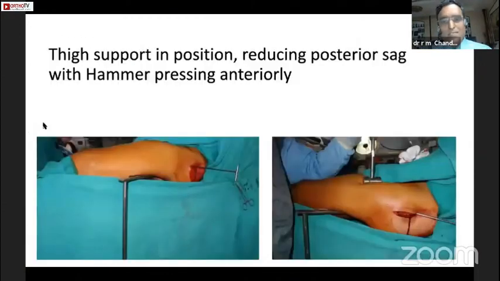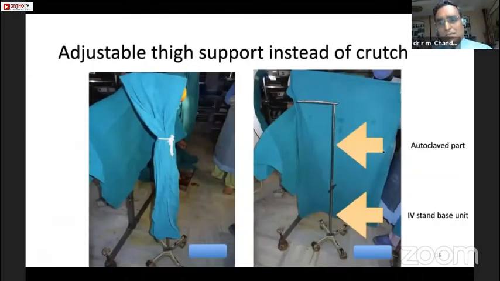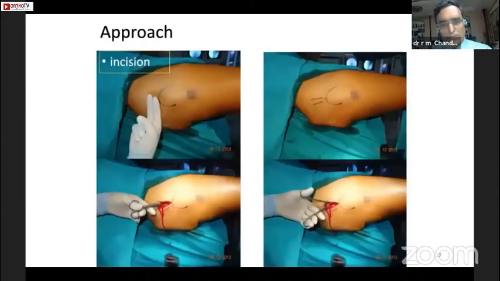And then the next thing I would like to emphasize is to have a thigh support, which is either an autoclavable support so that the posterior sag is removed, so that while reaming the channel, you have a correct reduction. This is the adjustable thigh support, which I quite commonly use to avoid a sag. This is our approach, incision.